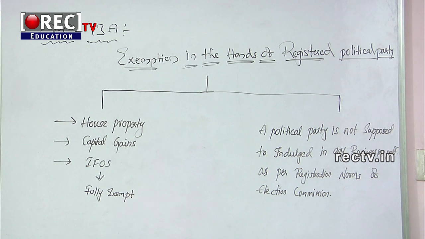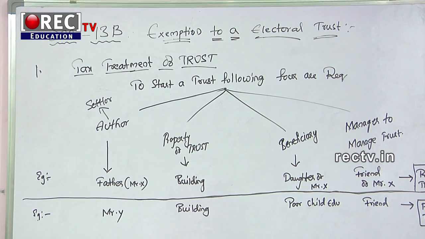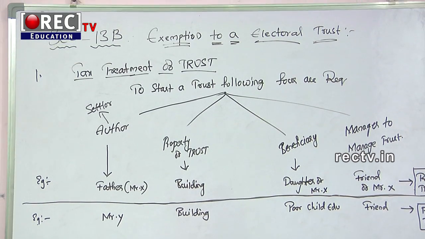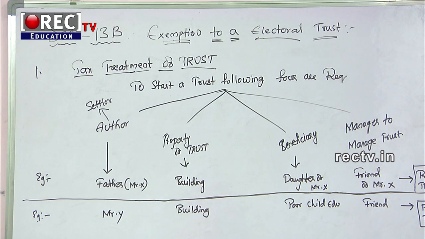Now let us see section 13B, the last topic in income exempt from tax. Now we are going through the last section, that is section 13B in income exempt from tax. That is exemption to an electoral trust. An electoral trust is an initiative of CBDT, that is Central Board of Direct Taxes. If the electoral trust has to avail exemption, they have to pass on 95% of the opening balance plus donations received during the year to the registered political party.